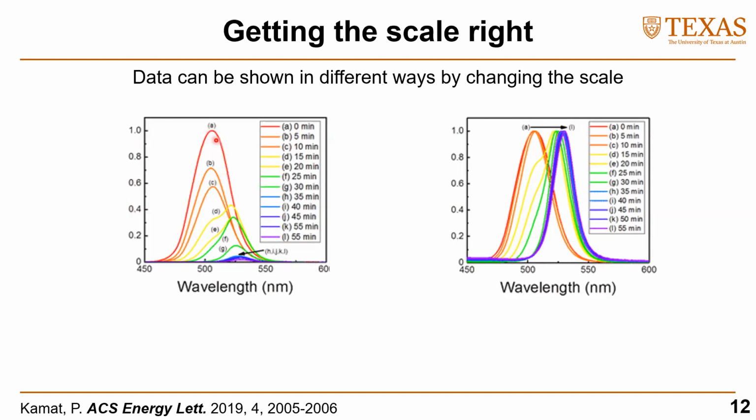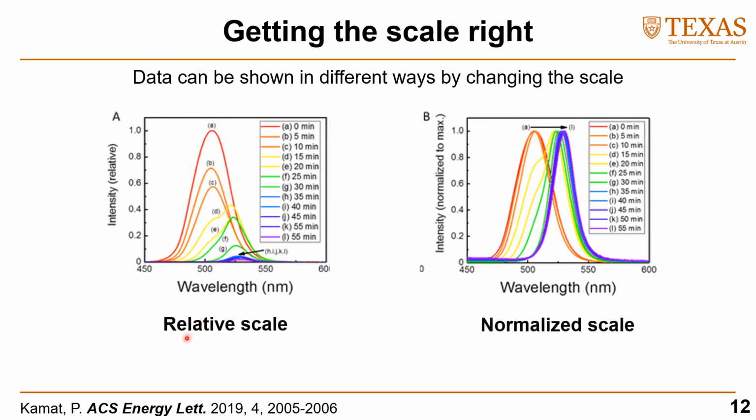So maybe in this case, we're comparing these. In this other one, notice that all of them have the same intensity. So that means that somehow we had to multiply or divide the intensities of these curves by a certain factor to make all these the same height. So the one to the left has a relative scale. We're just showing the intensity of these curves relative to the first one, the one at 0 minutes, right?